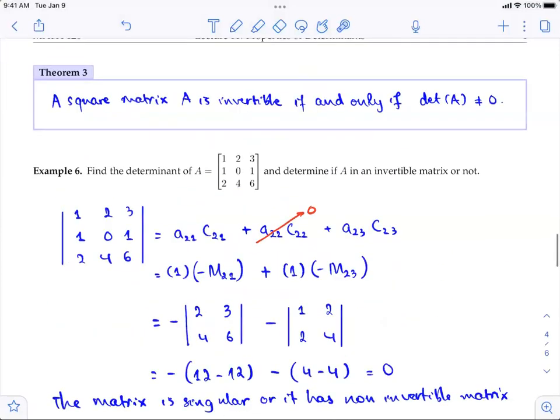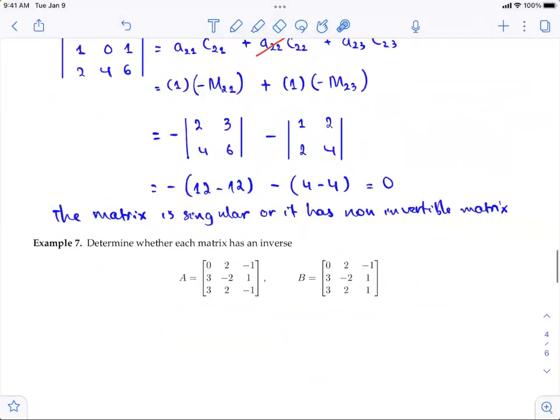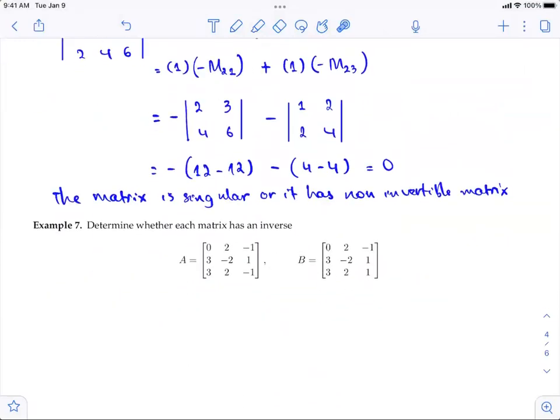So in a way, this particular statement can be negated. And so that means that if the determinant is equal to 0, the square matrix is non-invertible. So that's how you negate it. Now, similar questions here: determine if each matrix has an inverse or not. So again, you need to find the determinant of each matrix and identify if the determinant is equal to 0 or not. If it's equal to 0, then the matrix is singular or it has no inverse matrix. If the determinant is different from 0, then the matrix is non-singular and it has an inverse matrix.